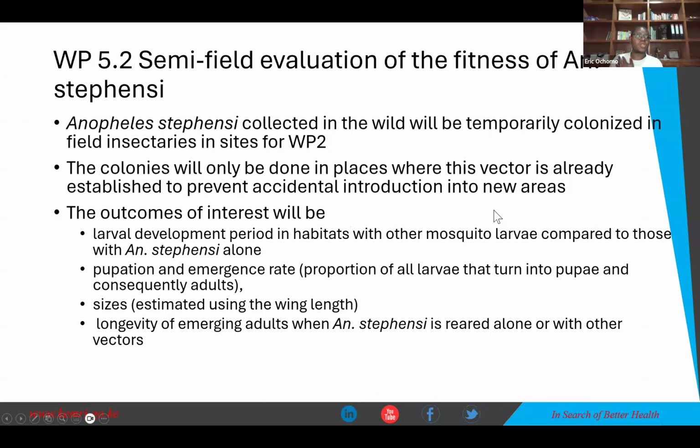And then next would be semi-field evaluations of the fitness of stephensi. I don't know if people are familiar with the works of Matt Thomas, who's currently at the University of Florida, but they have done a lot of work to identify the competence of Anopheles stephensi. But this has all been using lab colonies in lab settings. So our idea is to bring in field mosquitoes and replicate these kinds of experiments to understand the fitness of Anopheles stephensi given different parameters.